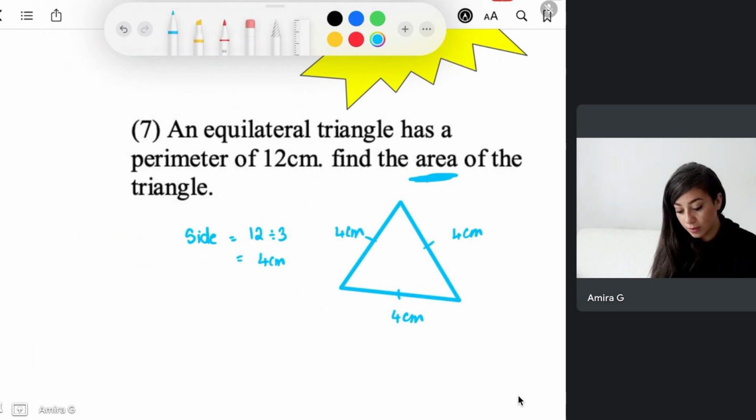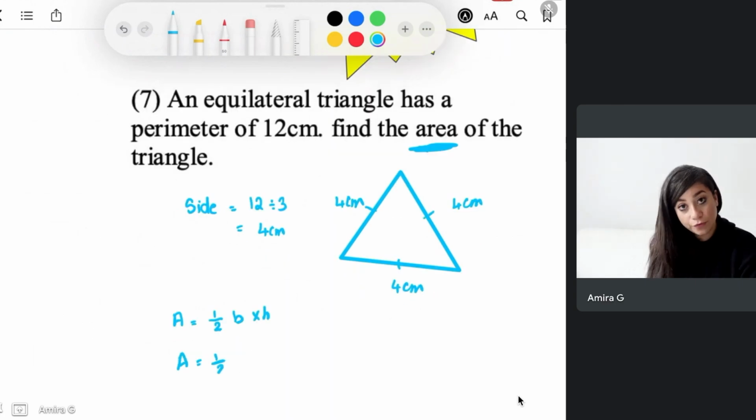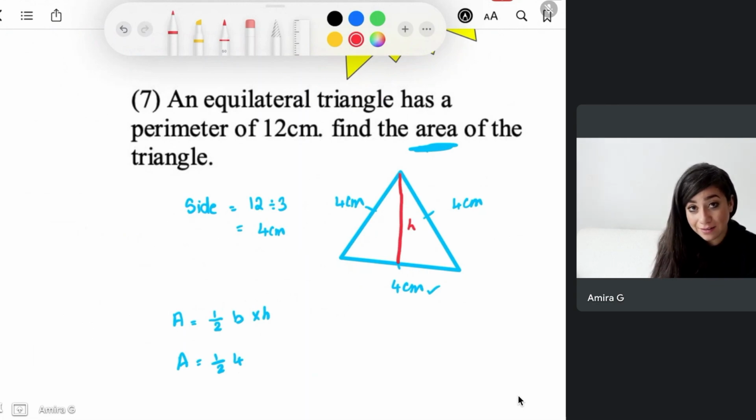Let's write down the formula. So area equals a half base times height. We've got the base, which is 4 centimeters. But do we have the height? And this is why it's really nice to draw it out, because my height is actually over here. But do we have this height? No. Now let's see what we can do.